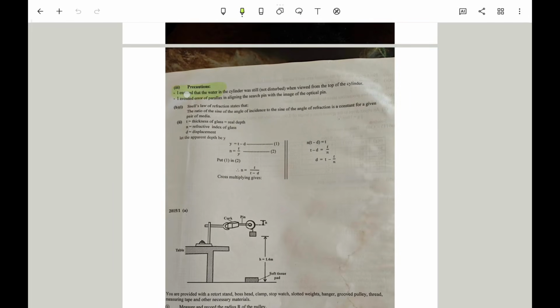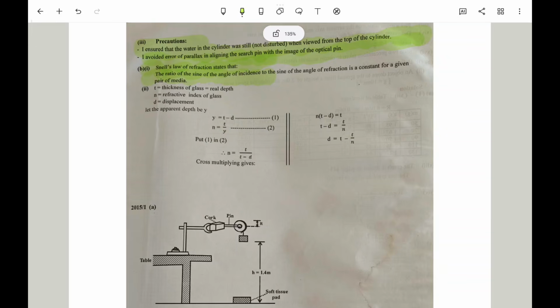Then the precautions here: I ensured that the water in the cylinder was still, not disturbed, when viewed from the top of the cylinder. I avoided error of parallax in aligning the search pin with the image of the optical pins. Then Snell's law of refraction states that the ratio of the sine of the angle of incidence to the sine of the angle of refraction is constant for a given pair of media.